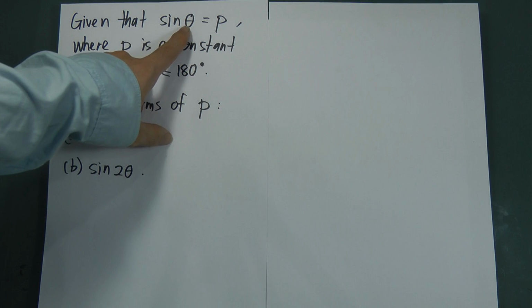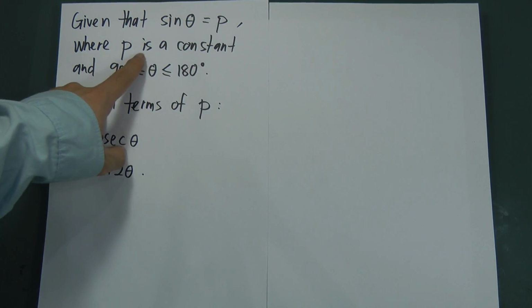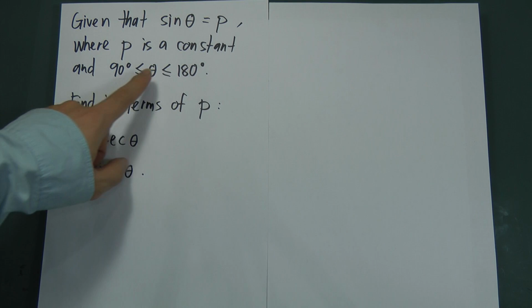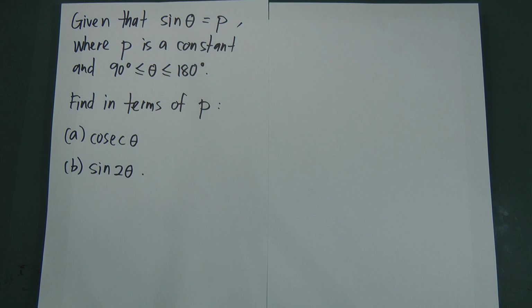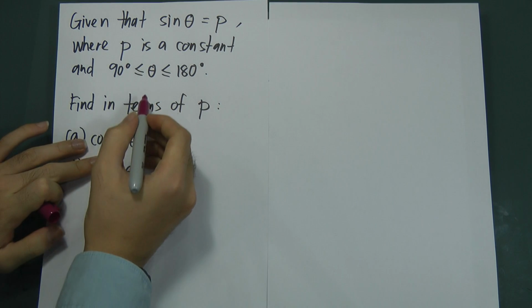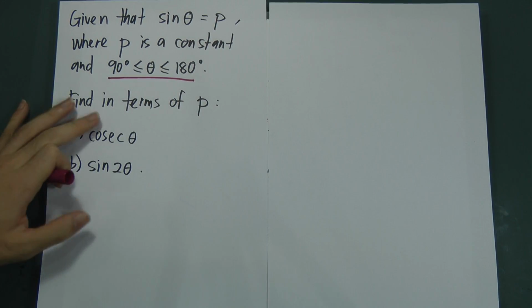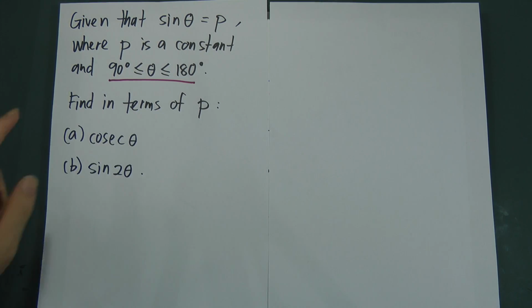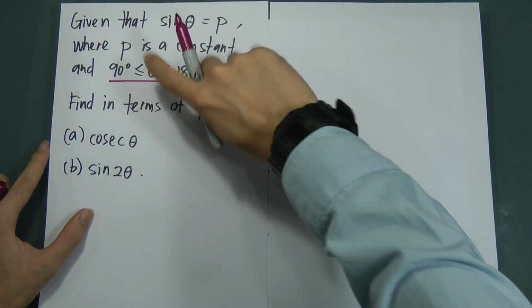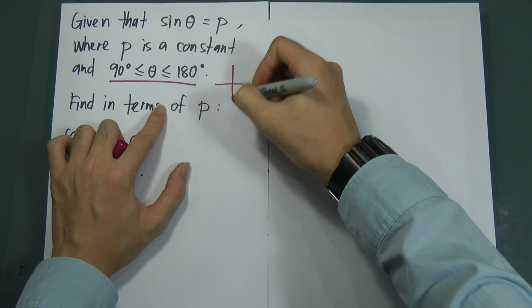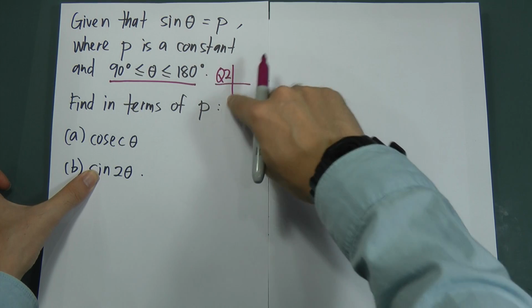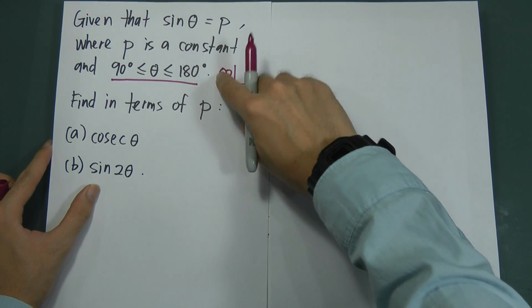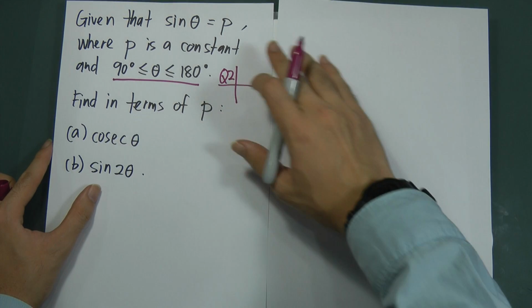Okay, given that sine angle equals P, where P is a constant and the angle is between 90 and 180, find the following in terms of P. There is some information you need to digest here. First, what is the meaning of the angle being between 90 and 180? It means the angle is in the second quadrant, Q2. All, sine, tangent, cos. So all positive, sine positive, tangent positive, cos positive, something like this, right?